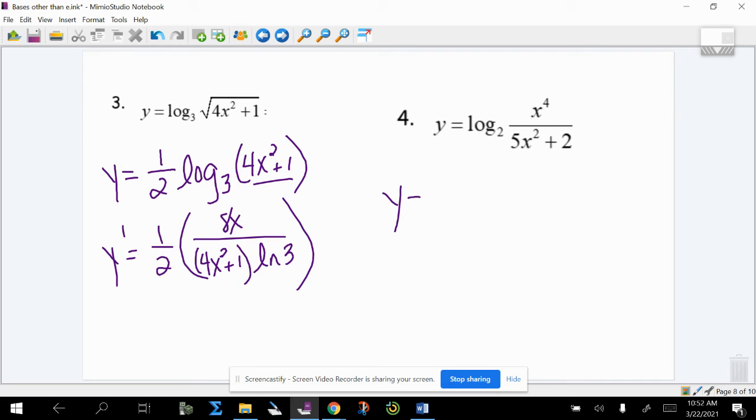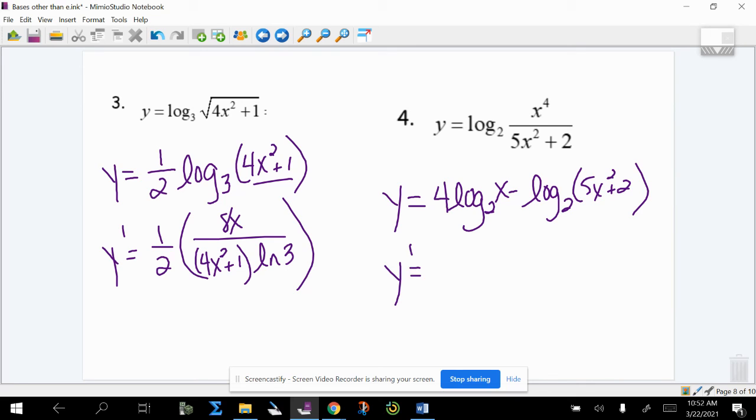And then my next one, I'm going to pull it apart with properties first before I start deriving it. So I'm going to bring the 4 out front. So it's 4 log base 2 of x minus log base 2 of 5x squared plus 2. As you use those properties, whatever your base starts at for your log, it will stay.